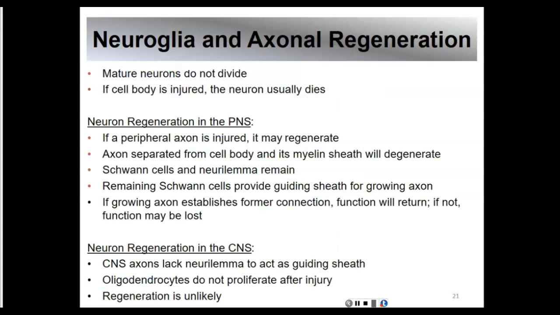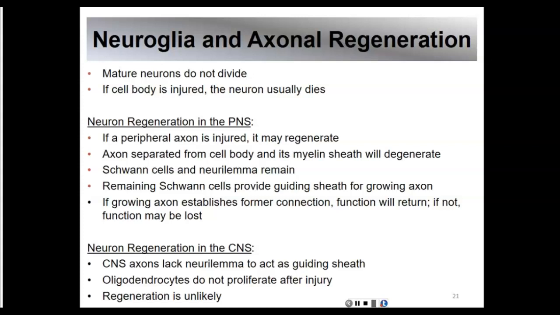Now nerve cells can die just like our epithelial cells do, but they function quite differently in some other ways. For instance, mature neurons do not divide. So this is why trauma to your spinal cord can be permanent. If a cell body is injured, the neuron usually will die. So some neurons can have regeneration out in the PNS. If the axon is injured, it could regenerate depending on how far out it is.